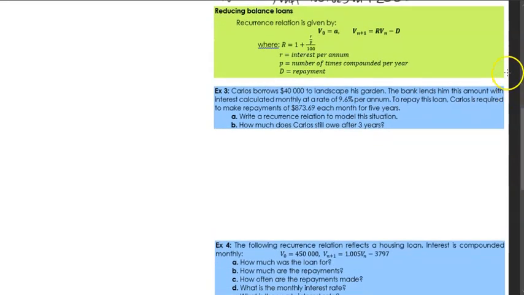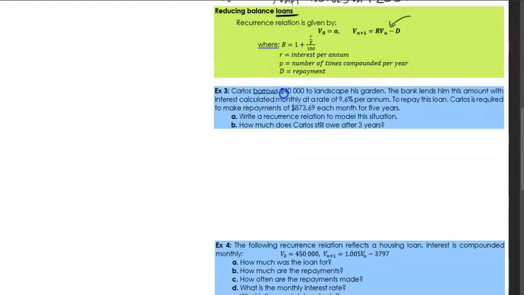All right, now we're going to look into reducing balance loans, and this one can be a bit tricky. Same concept, the only difference is we have a subtraction. So we're going to be taking away a certain amount. And this has to do with loans, okay? So if you see the word loan and not investment, you know we have to do a subtraction of some sort. So Carlos borrows $40,000.